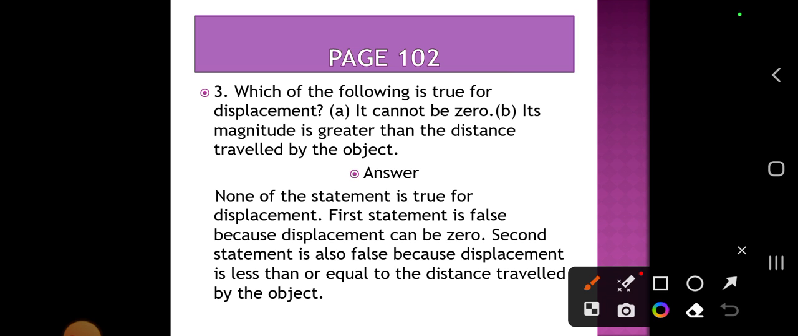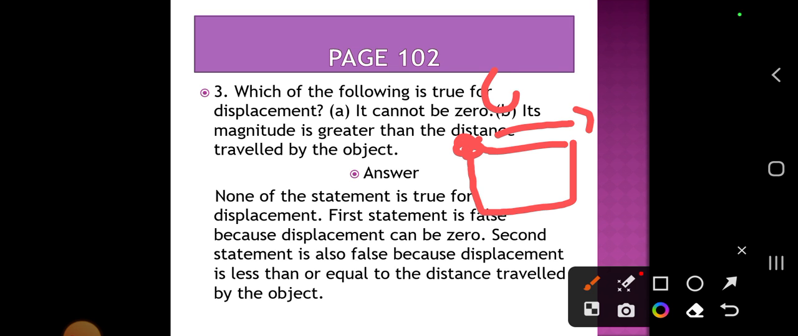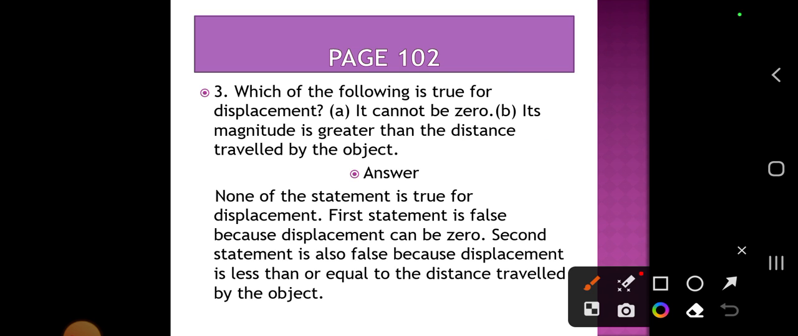Okay, suppose you are starting from this point. Your starting point is this. Though you go here, and after covering this much distance, again if you reach here, your displacement will be 0. So the first statement is wrong for us, that it cannot be 0. It may be 0 in some cases also.